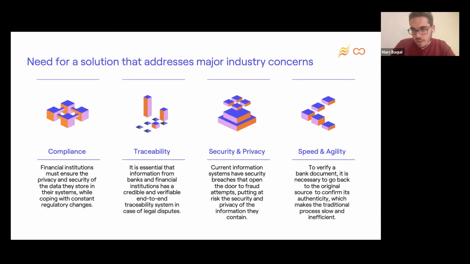And the fourth one is speed and agility. For this process, I think it's really important, because if the final entity wants to verify the data it has received, it has to go to the first entity and verify the authenticity and integrity of the document. For banks of the same company, depending on the country obviously, it can be pretty easy. But when you start going to foreign banks or whatever, it can become difficult because of different time zones, different procedures, and all that.